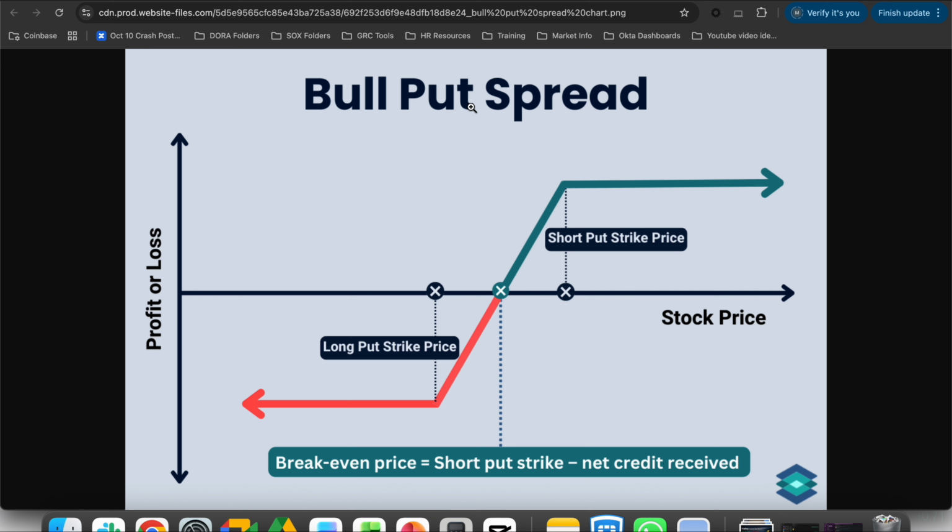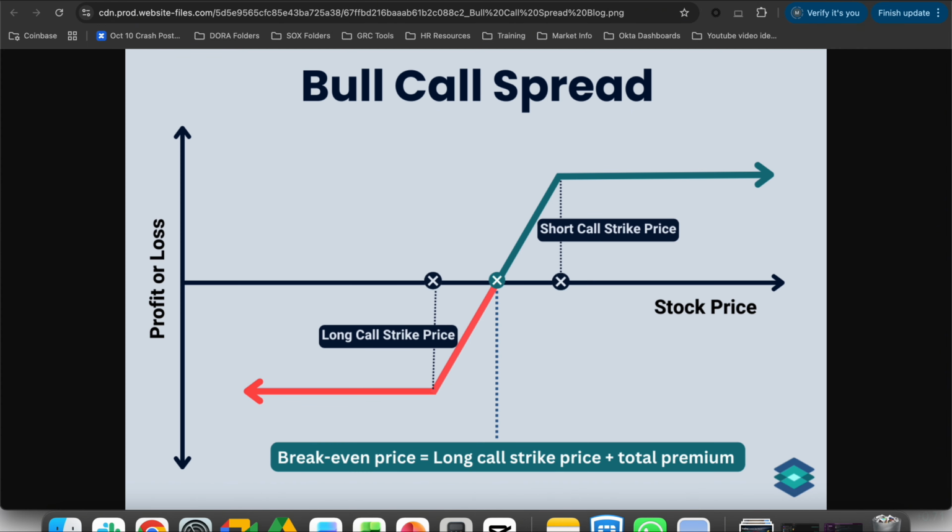Keep in mind, this is the same as a bull call spread, because it's the same thing, but you are doing basically the same strategy with a put. I think I can show this here.